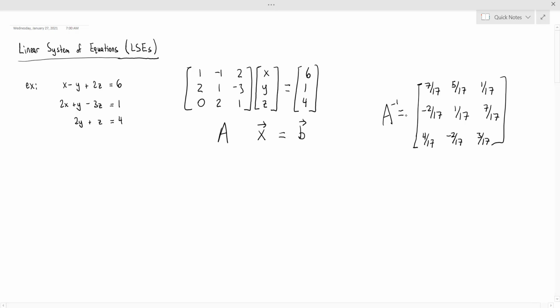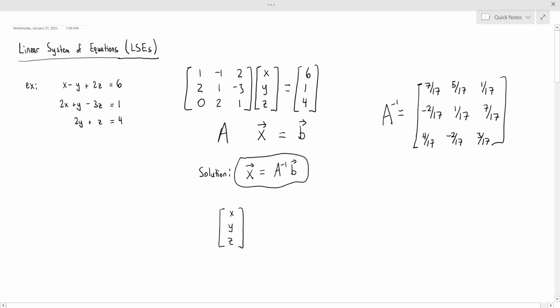Now remember, if we have the equation AX equals B, we can multiply both sides by A inverse. And that will leave us with the solution X being equal to A inverse times B. Okay. So let's use the inverse that we just found, and let's try to get the solution to this linear system of equations. So vector X was the vector X, Y, Z. So we're saying it should be equal to A inverse.